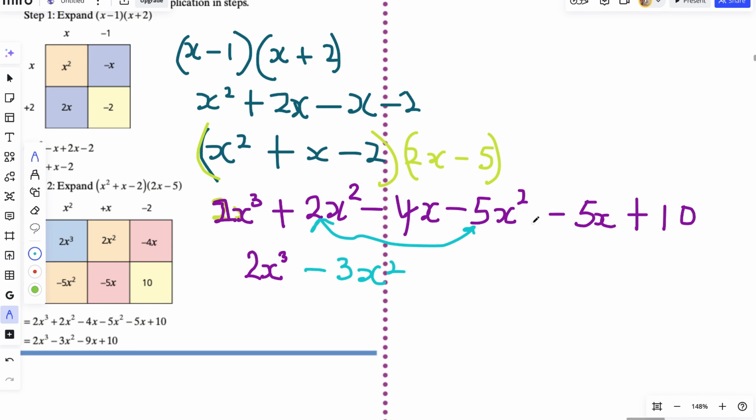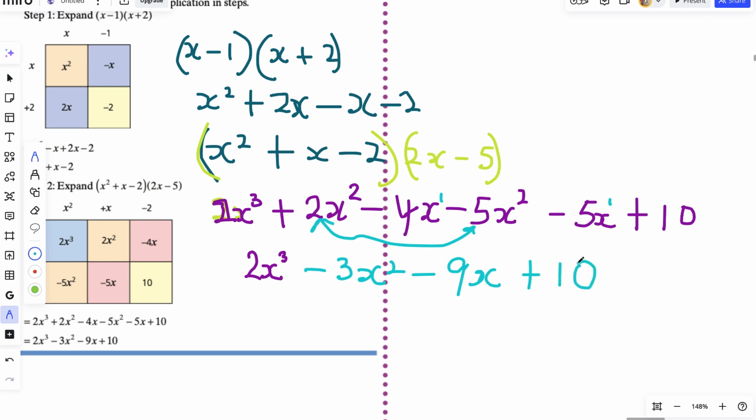Now we go to power 1, the one with x to the power 1. Now we simplify that one. Minus 4x minus 5x, we're going to get minus 9x. We write that one down, minus 9x. Okay? And then we have positive 10. I don't think there's any other number that is a constant. Only this positive 10. Then you write it down. Your job is done.